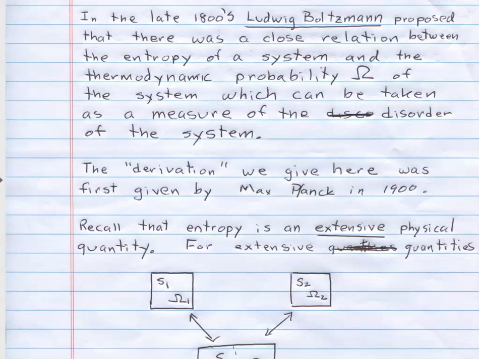Remember, omega, chemists call it the thermodynamic probability, but it's really the accessible number of states for the system, usually a very, very large number. Boltzmann had several derivations of this relation, but the one that I think is the most general, and in many ways the best, was, as far as I know, given by Max Planck in 1900.